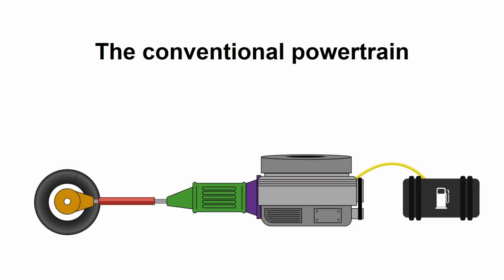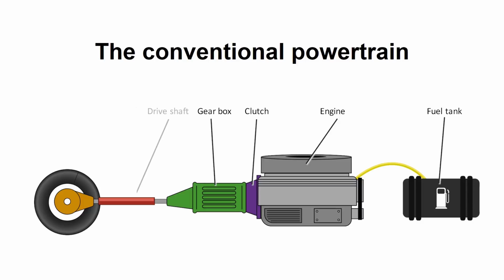So, first let us take a look at the conventional powertrain, that is, the internal combustion engine together with the transmission. The figure shows a schematic version of a normal powertrain layout with the fuel tank, the engine, the clutch, the gearbox, the drive shaft, the differential and final gear, and then the wheels.